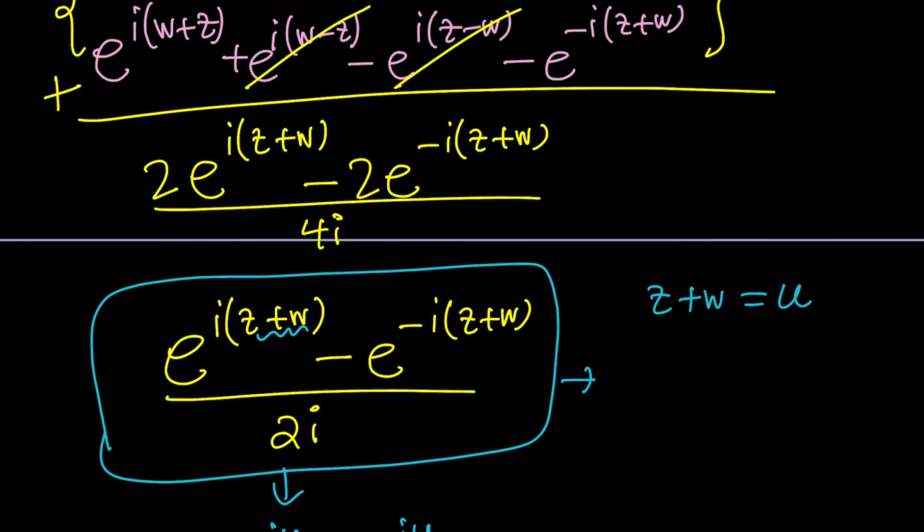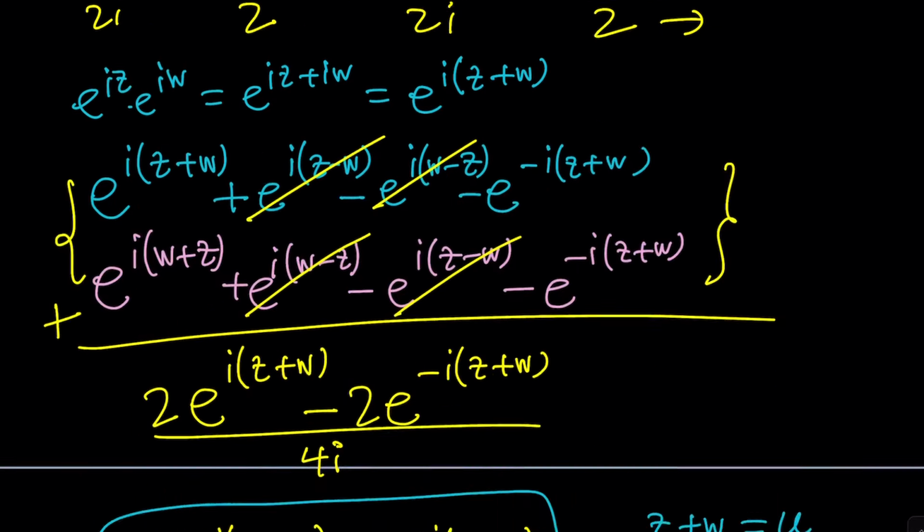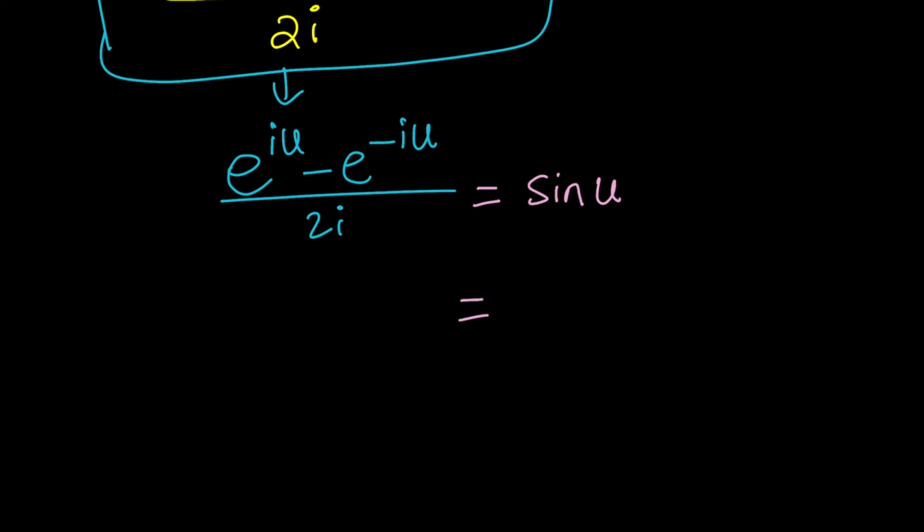Okay, do you remember what it is? We talked about this. Yes, it is sine of a complex number. You see, e to the iz minus e to the negative iz. We have the exact same scenario, so this is actually equal to sine of u, right? Okay, but what is u? u is z plus w, so let's go ahead and replace u with z plus w, and our expression in the simplest form is going to be sine of z plus w.